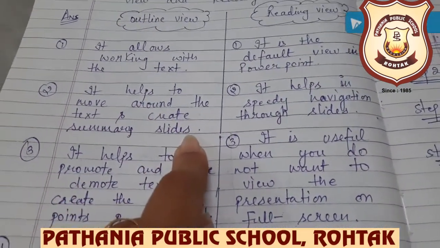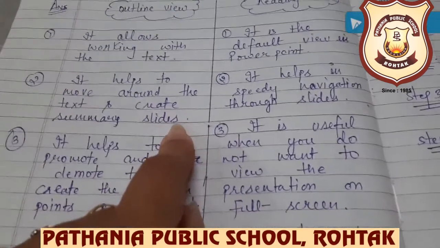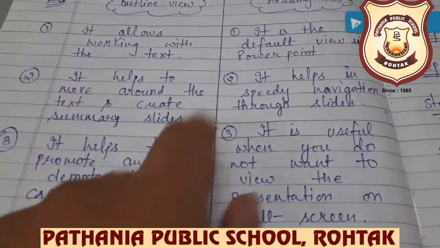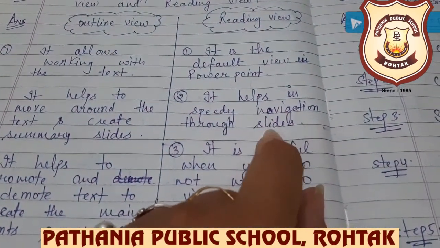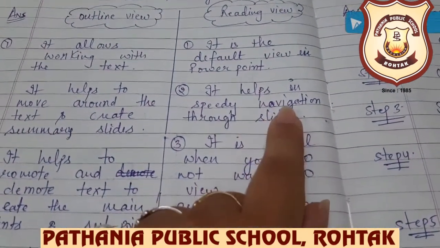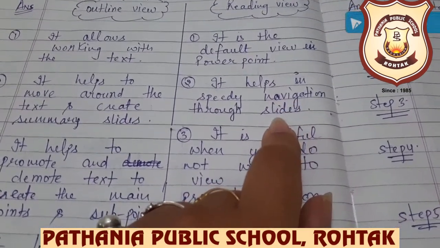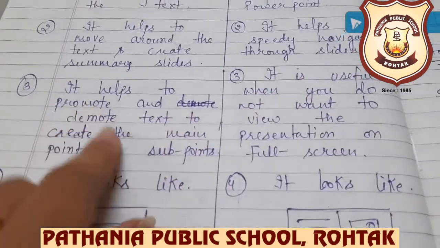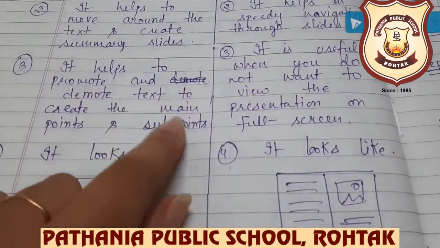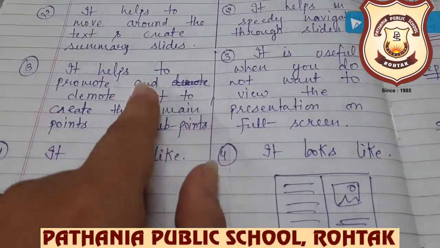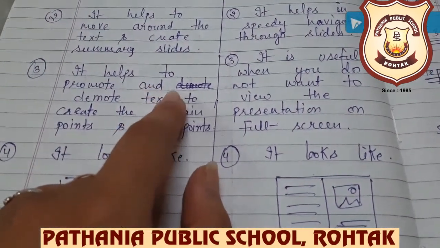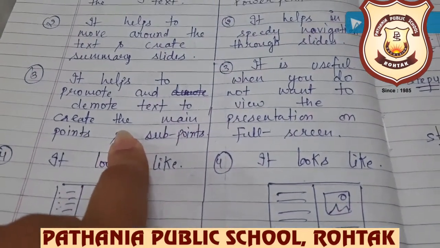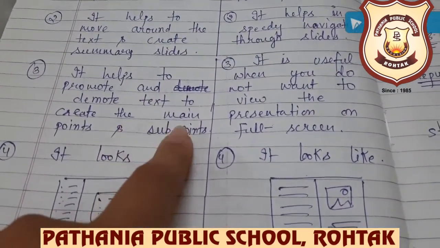जैसे मैंने बोला आपको कि आउटलाइन व्यू क्या करता है, आपको समरी स्लाइड्स दिखाता है. जो भी अपने स्लाइड पे ऑब्जेक्ट या टेक्स्ट यूज़ किया है उसको एक स्लाइड की फॉर्म में आपको शो करेगा. It helps in speedy navigation through slides. The speedy navigation means it helps to navigate between the number of slides. एक स्लाइड से दूसरे स्लाइड पे स्विच करने में हेल्प करता है. It helps to promote and demote the text and create the main points and sub points. ये क्या करता है, प्रमोट करता है. हम इसमें टेक्स्ट को ऐड भी कर सकते हैं, हम उसे डिलीट भी कर सकते हैं. हमारे जितने भी सब पॉइंट्स हैं या मेन हेडिंग्स हैं उन्हें एक समरी की फॉर्म में डिस्प्ले करेगा.